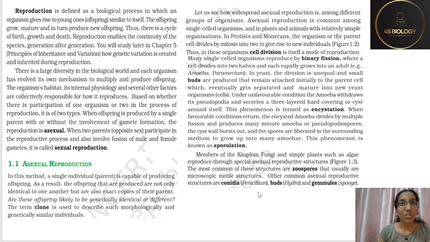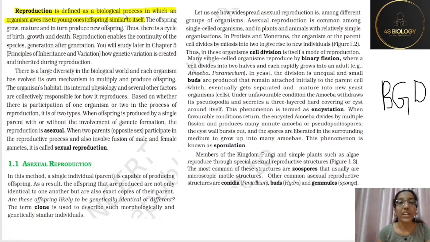Thus, there is a cycle of birth, growth, and death. There is one cycle. First comes birth, then in the middle growth, and at the end death. So this is the actual cycle of a human being or any animal. So this definition is important for boards and also for NEET and for KCET as well. They can give this definition and ask what it is.